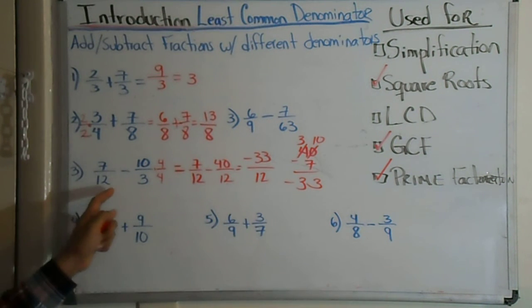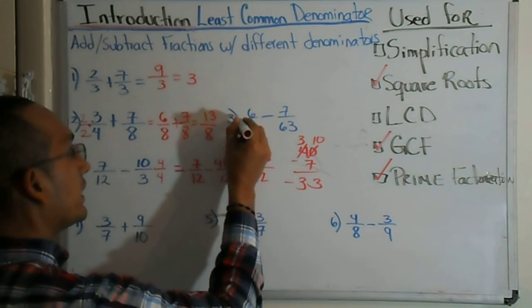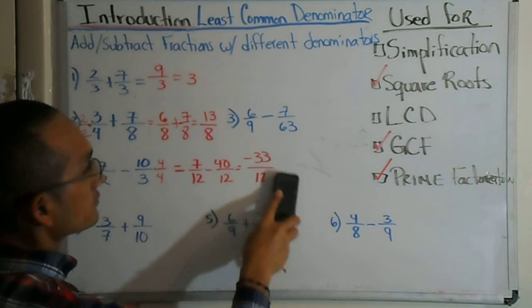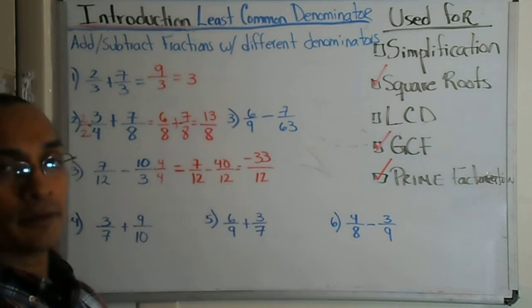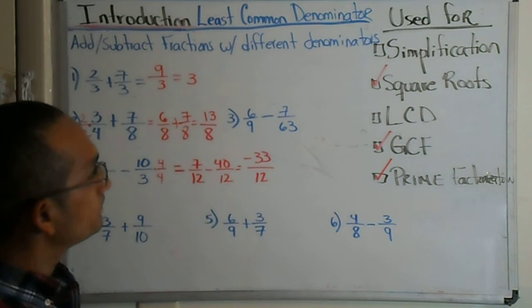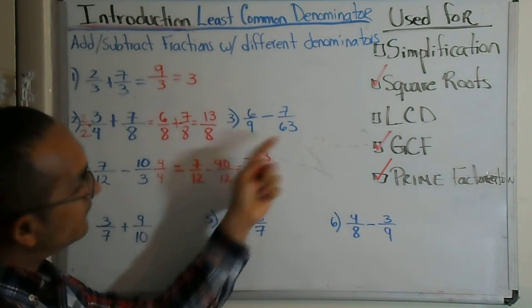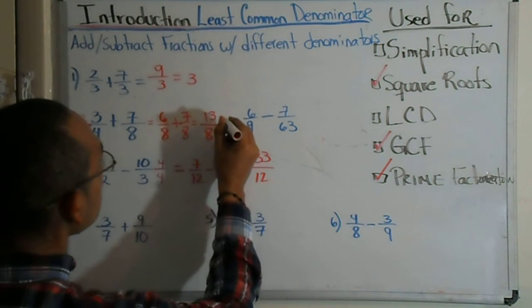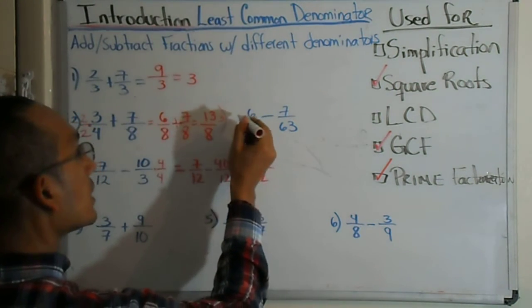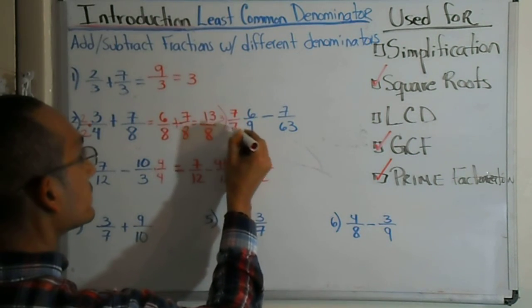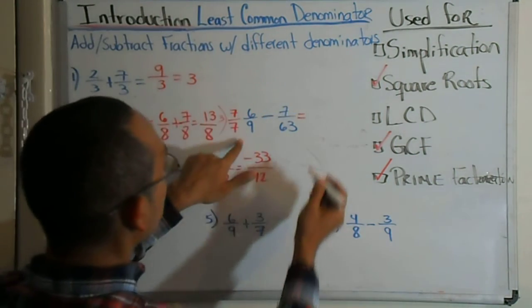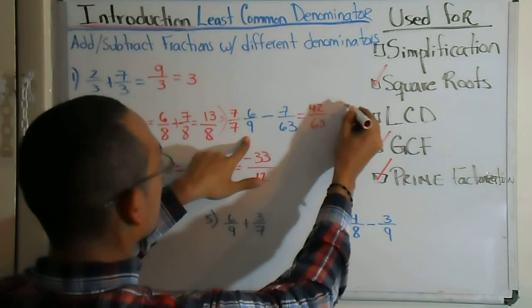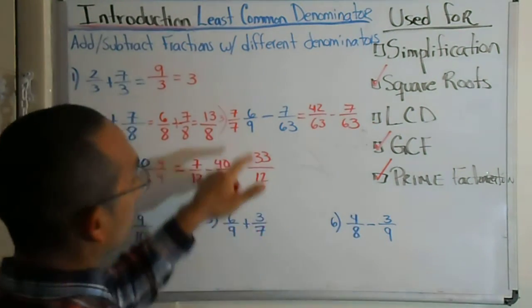Okay, so let's use another example. This is 3b here. So between 9 and 63, do you have a common factor? Okay, you do. So 9 times what gives you 63? That gives you a 7, right? So you multiply top and bottom by 7, and that gives you what? 7 times 6 is 42. 7 times 9 is 63, minus 7 over 63.